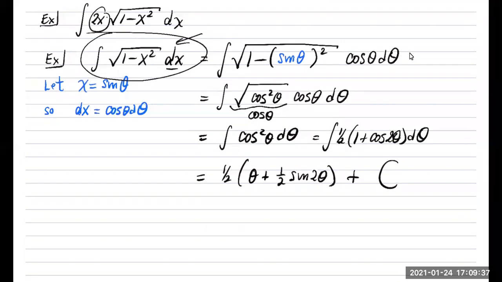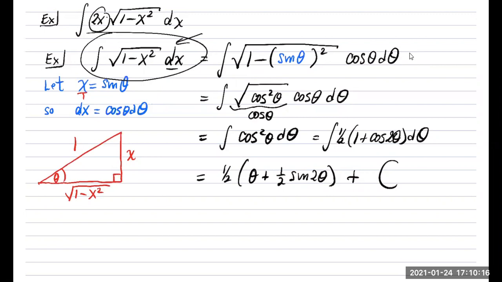I'm going to use a different color here. Use right triangle trigonometry. Notice from your original substitution, the sine of theta is equal to x over 1. Well, you remember from trigonometry, the sine is the opposite over the hypotenuse. So I can use that substitution to label my triangle. By the Pythagorean theorem, I get the third side.